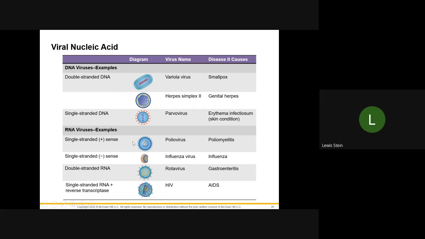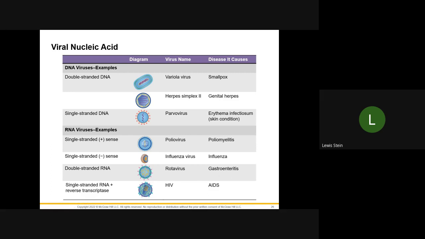RNA: polio. We'll spend some time on that. That's in another category called enteroviruses, because they enter by way of our enteric system, meaning our gut. Influenza, very, very famous. Rotavirus, we'll talk about that with GI stuff, and there's the aforementioned HIV. You can see the diseases they cause, and that's kind of what we're going to do.